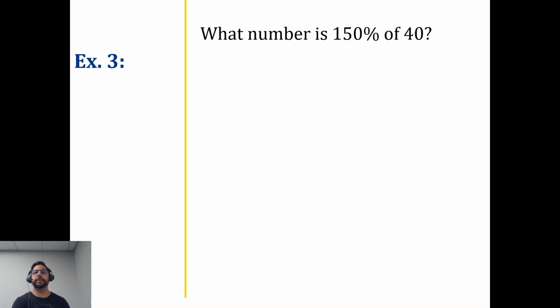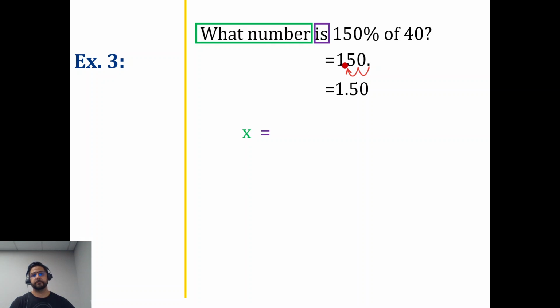All right, on this one: what number is 150% of 40? What number is, remember, "is" is the equal sign. 150%, well, really, isn't that the decimal 1.5? So on our percent equation, we're not just going to write it as 150%. We need our decimal number, so we convert it first. So what number is? What's the unknown, right? So x is 150%, or 1.50, of 40.